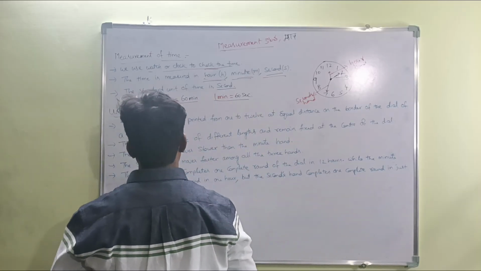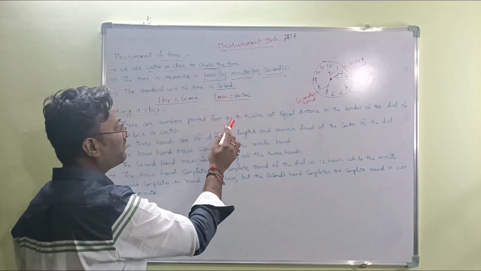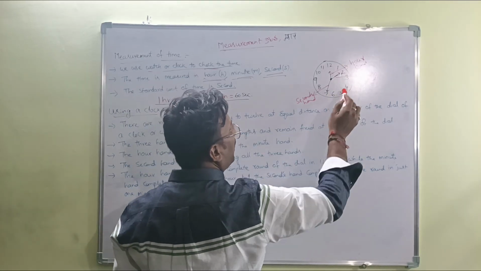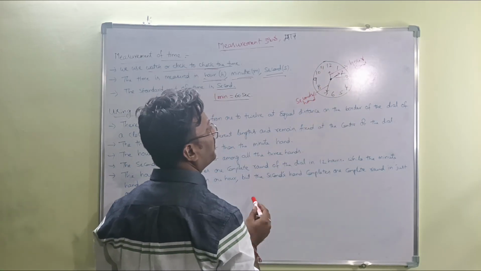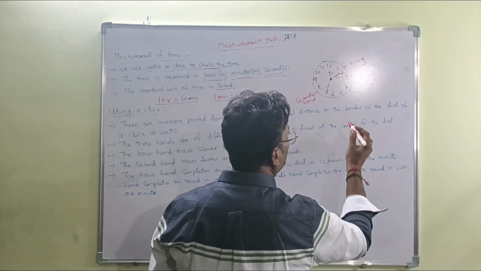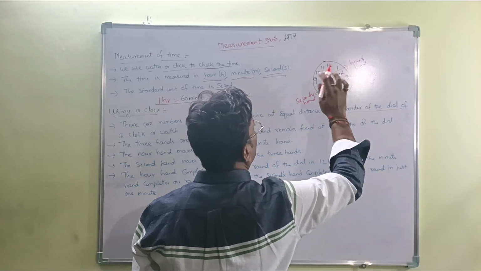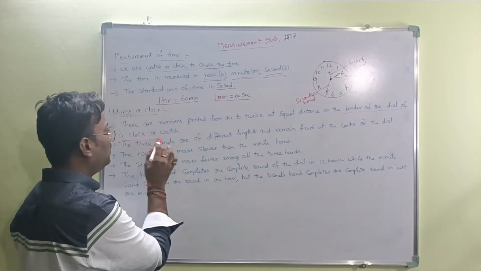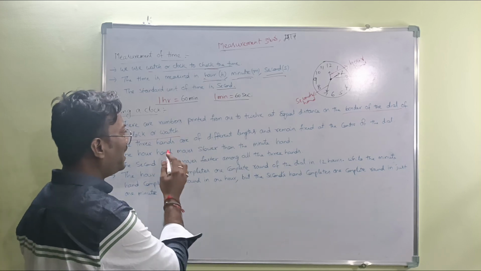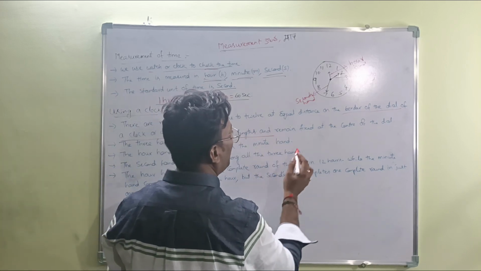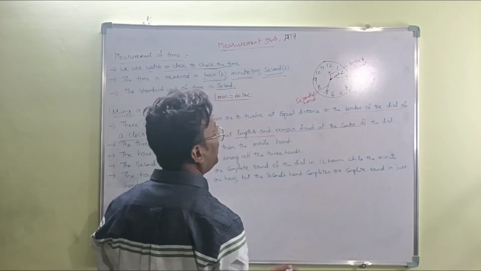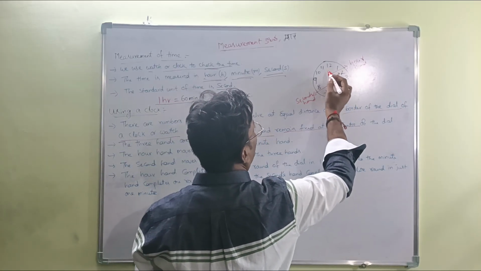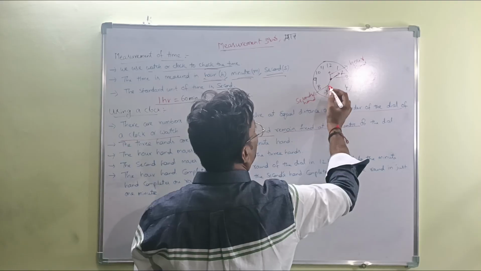See now, there are numbers printed from 1 to 12 at equal distances, 1, 2, 3, 4, 5, on the border of the dial. This is the dial. The three hands are of different lengths and remain fixed at the center of the dial. This is the center of the dial, and the three hands are the hour hand, minute hand and seconds hand.